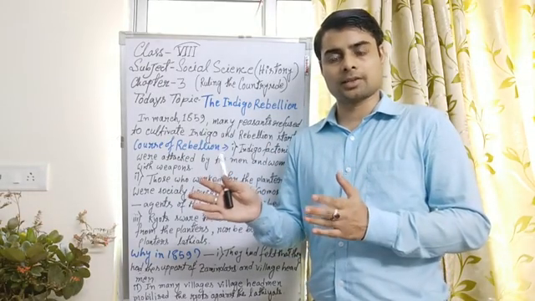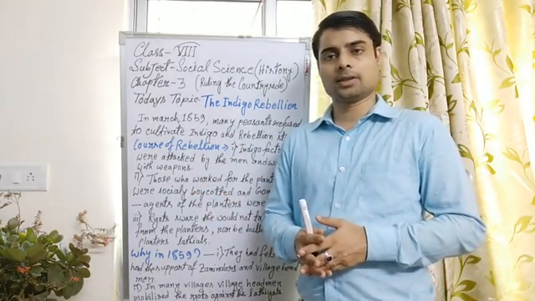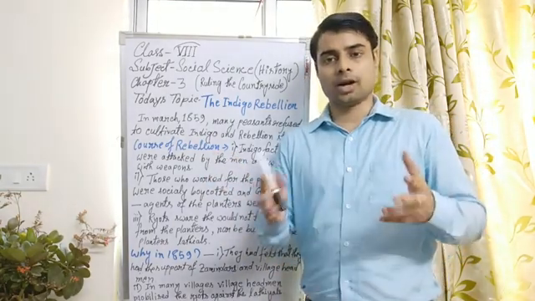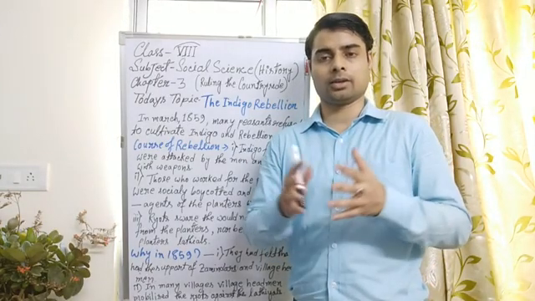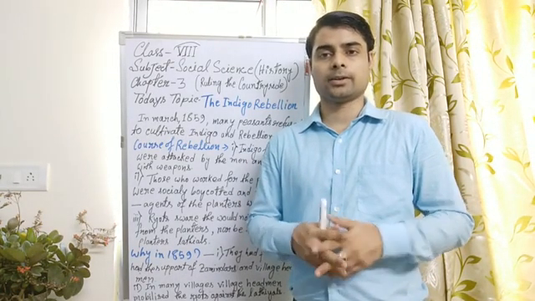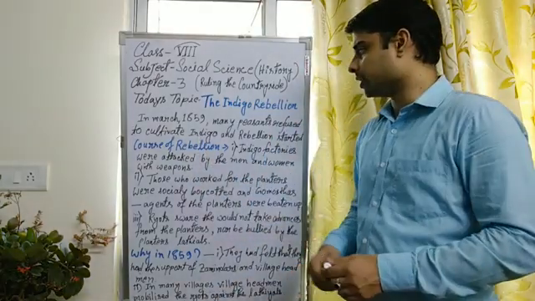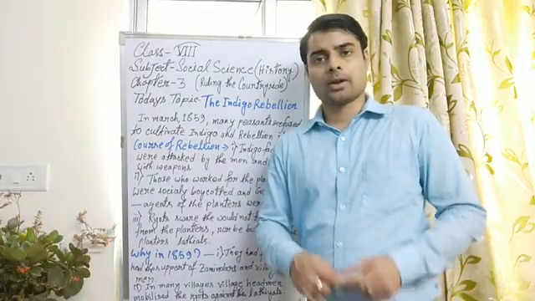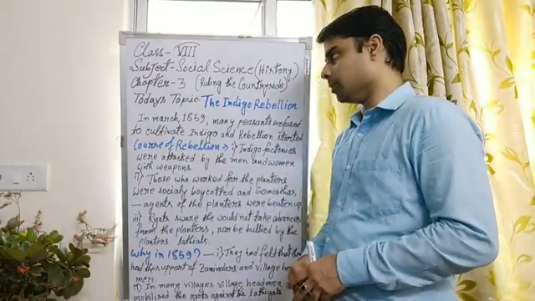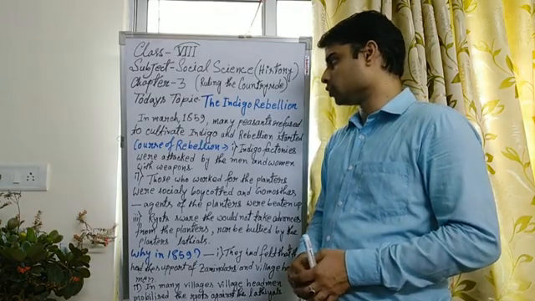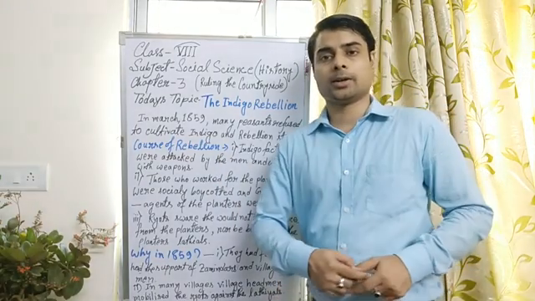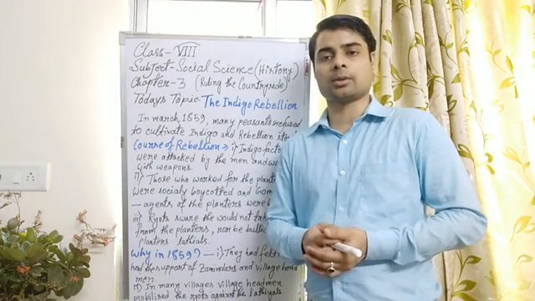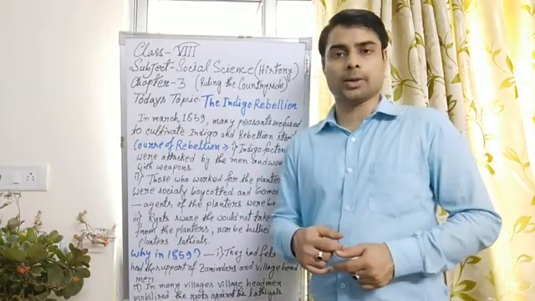You have seen in previous classes how the Ryoti system was very oppressive towards the peasants. Now they emerged, consolidated themselves and started a rebellion. In March 1859, many peasants refused to cultivate indigo and the rebellion started. In many villages in Bengal, mainly in the districts of Faridpur, Barasat and Nadia, the indigo peasants refused to cultivate indigo.